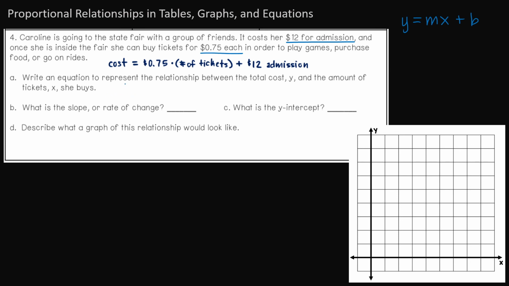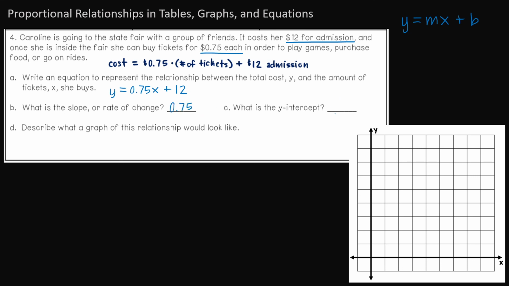Our equation would be y is equal to 0.75x plus 12. Our slope is the rate. So once we're inside the fair, we're buying tickets at 75 cents each. The key word here is each. If you see each, every, or per as keywords, this usually indicates the slope.